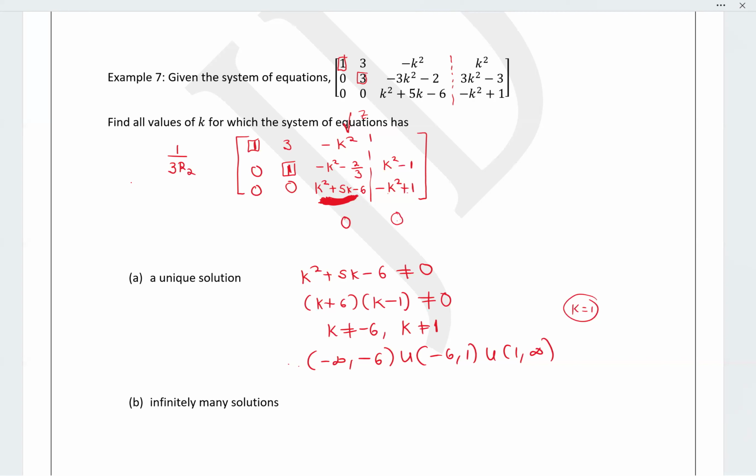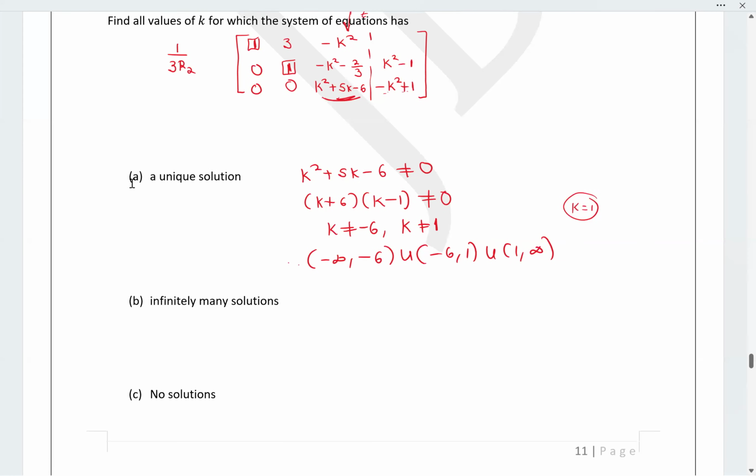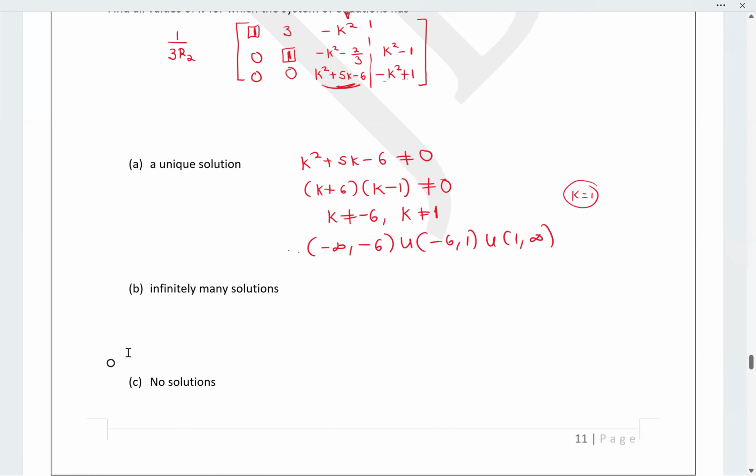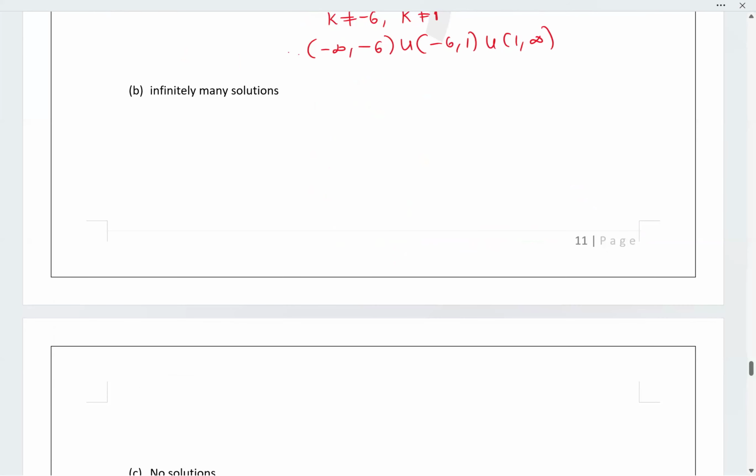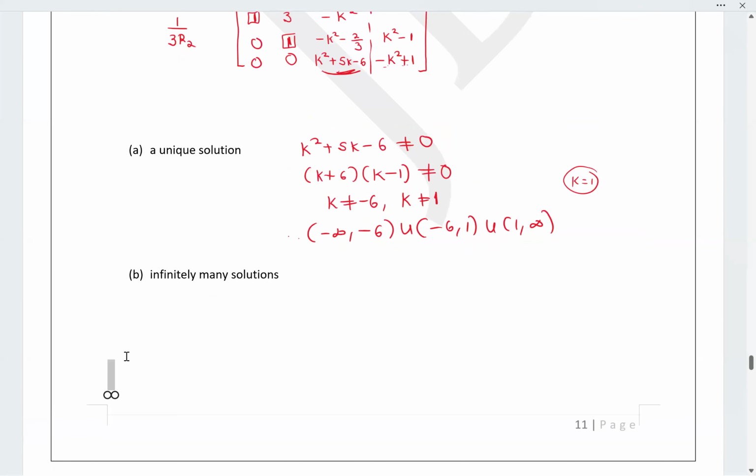We don't care about this side. This side can be any number. So the main thing is that this number here should not be 0. And this is true for any value of k in this interval. Now, let's deal with the infinitely many solutions. So you can have 0, 0, but the last entry should not be 0. And here the third one can be anything.